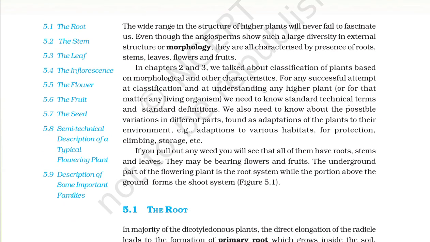In Chapters 2 and 3, we talked about classification of plants based on morphological and other characteristics. For any successful attempt at classification and at understanding any higher plant, or for that matter any living organism, we need to know standard technical terms and standard definitions. We also need to know about the possible variations in different plants, different parts found as adaptations of the plant to their environment, for example adaptations to various habitats for protection, climbing, storage, etc.